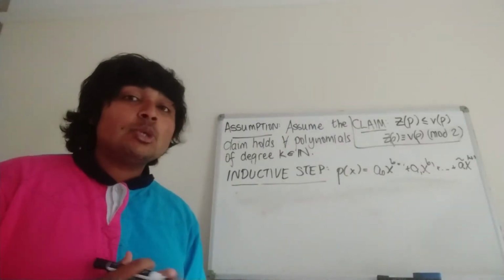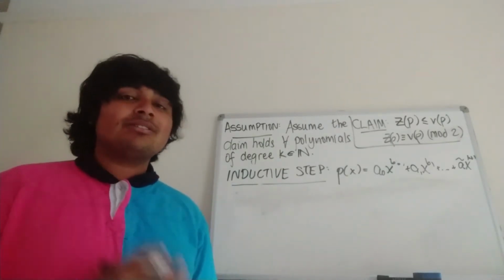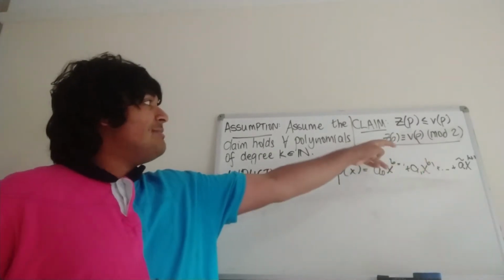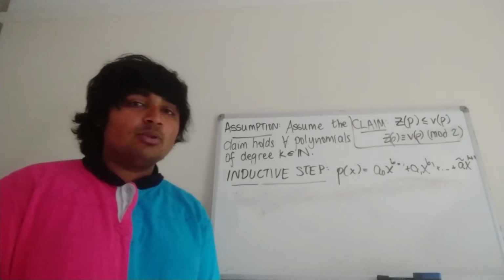Okay, so now we're going to assume that our claim holds true for all polynomials of degree k, where k is just some natural number. Now remember, our claim is that Z of P is at most V of P, and that Z of P is congruent to V of P mod 2.